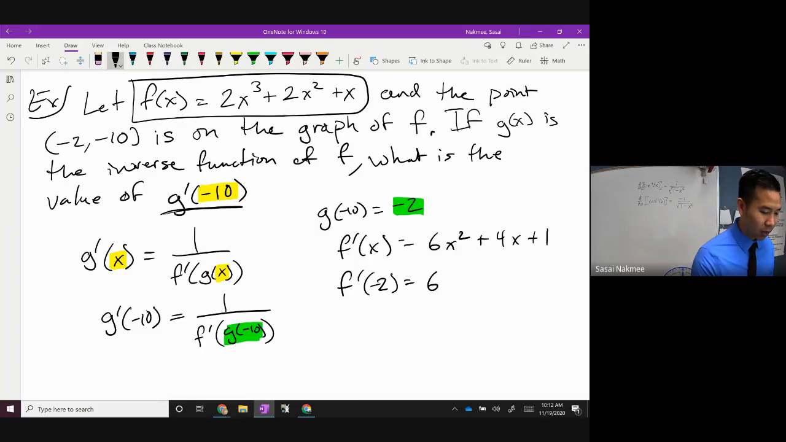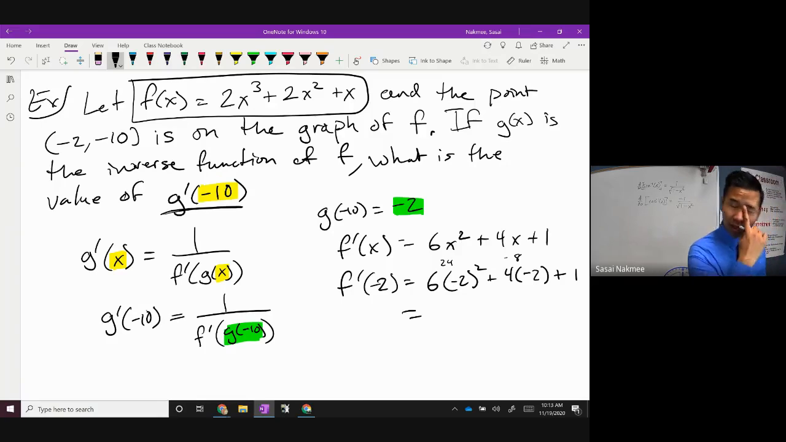So I'm going to plug that in. So it'll be 6 times negative 2 squared plus 4 times negative 2 plus 1, which is going to give me, I believe, 4 times 6 is 24 minus 8. So 24 minus 8 is 16, right? 16 plus 1, this is going to be a 17.